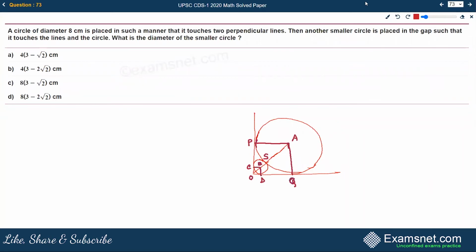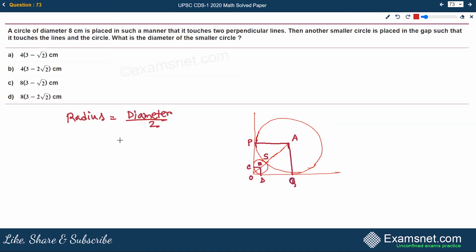In question number 73, it is given that a circle of diameter 8 centimeter is placed in such a manner that it touches two perpendicular lines. Then another small circle is placed in the gap such that it touches the lines and the circle. What is the diameter of the smaller circle? We know the relation between radius and diameter: we get the radius if we divide the diameter by 2.